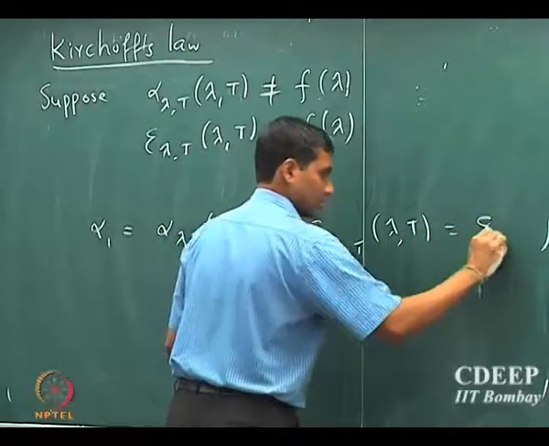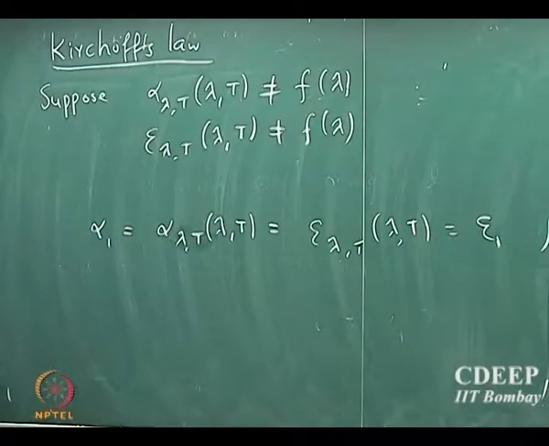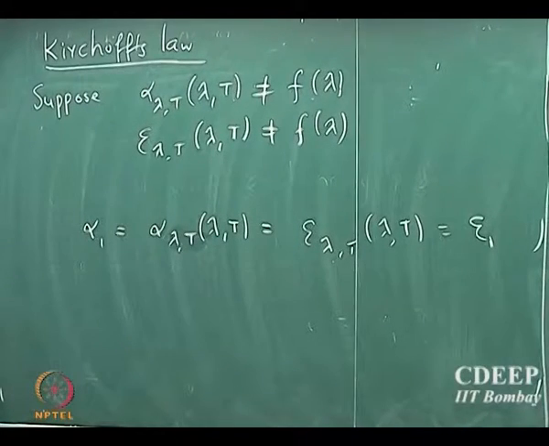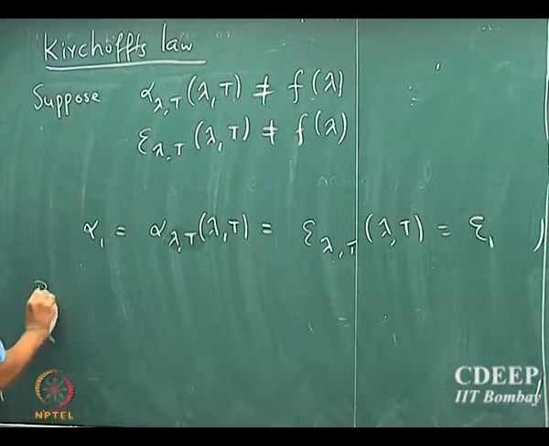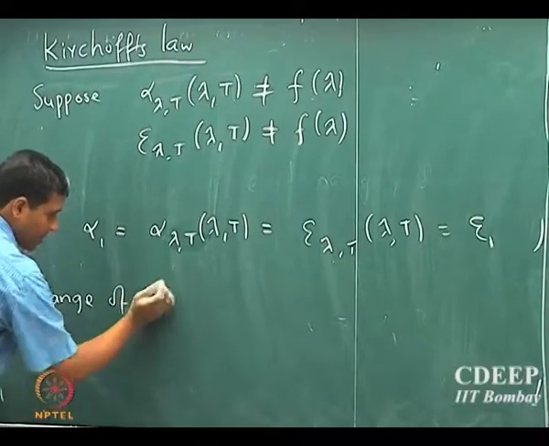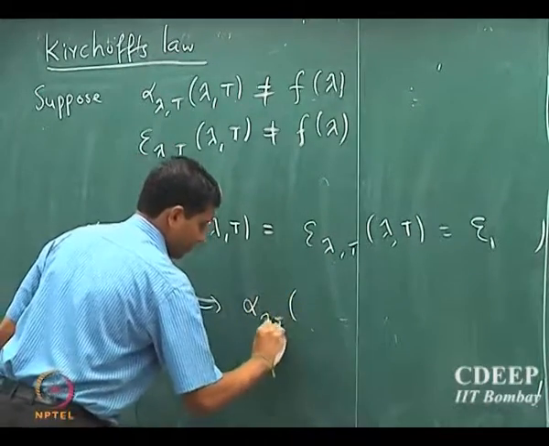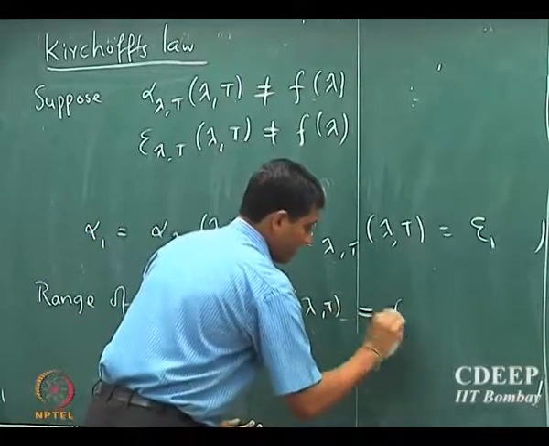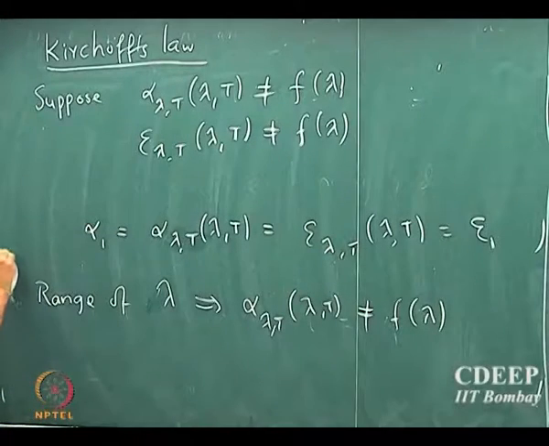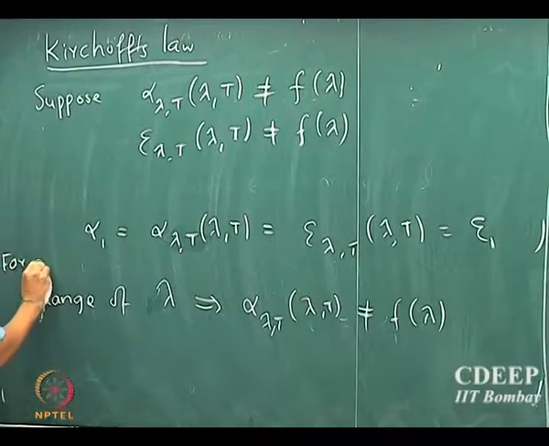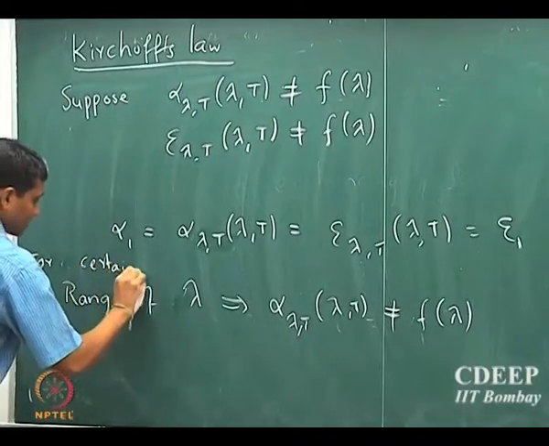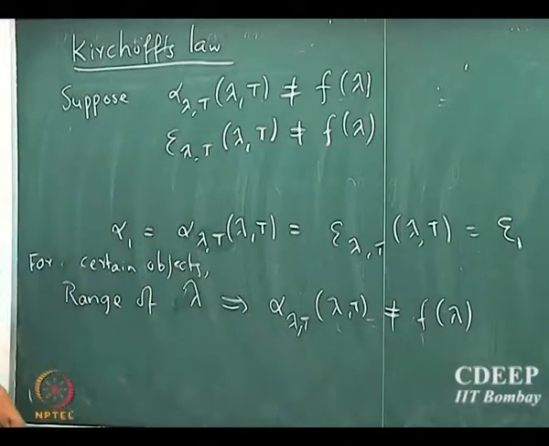Note that this is for a real surface. We are talking about exchange of radiation with real surfaces. We have not assumed that any of the surfaces is a black body. Now, there are surfaces where, for a range of lambda, the absorptivity is not a function of lambda. This is for certain objects. I will give you a few examples in a short while.